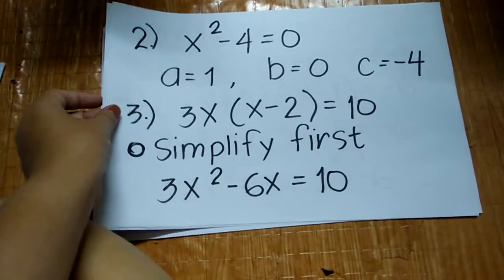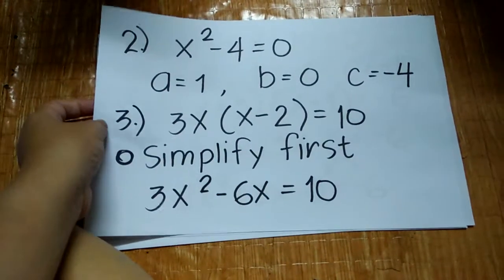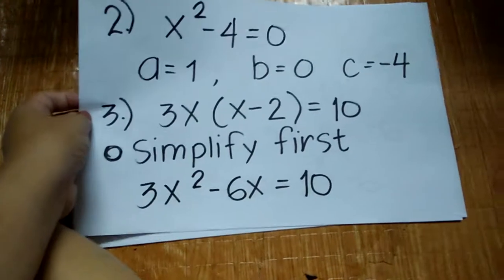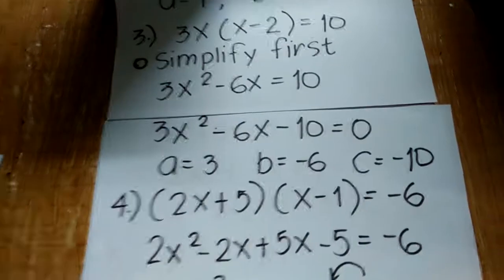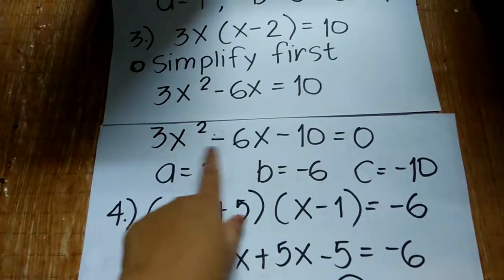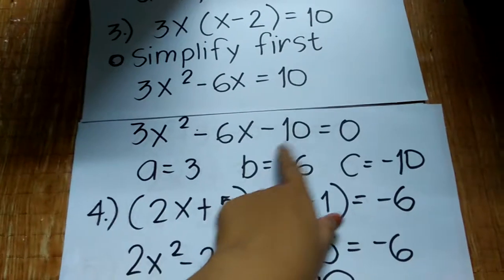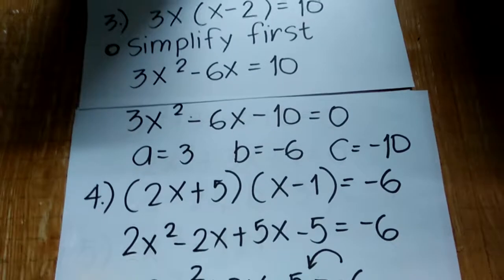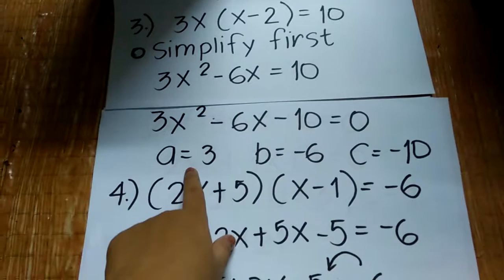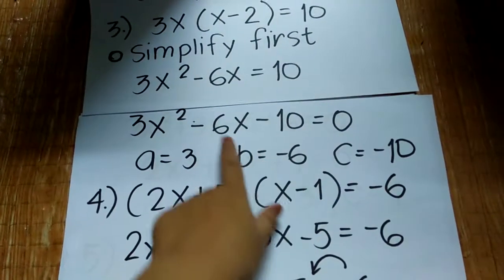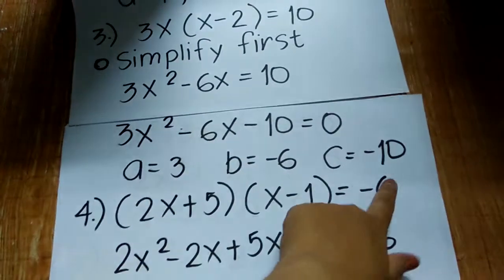Okay, hindi pa rin. Bakit? Kasi hindi siya naka-equals to 0. Hindi siya nasa standard form. So, ang gagawin lang natin, ililipat lang natin siya. Ayan. So, si 3x squared, just copy, minus 6x. Si 10, move natin to the other side, magiging negative 10. Then, at saka natin siya i-equal sa 0. Ayan. So, naka-standard form na siya. So, we have A is equals to 3, B is negative 6, C is negative 10.